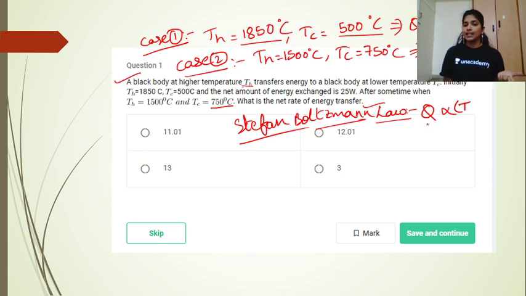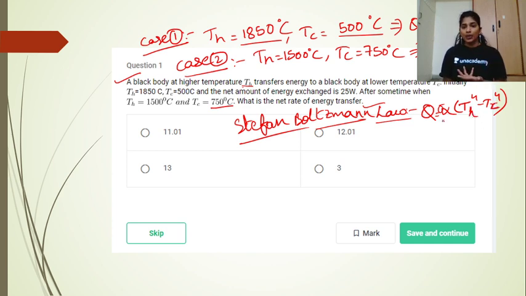But here we are taking the net rate of energy transfer, right? So because of this, Q is equal to sigma alpha. So this may be alpha or this may be emissivity. Alpha means absorptivity, right? So either we can use absorptivity or emissivity, depending upon the heat transfer, right? T1 power 4 minus T2 power 4, or TH power 4 minus TC power 4.